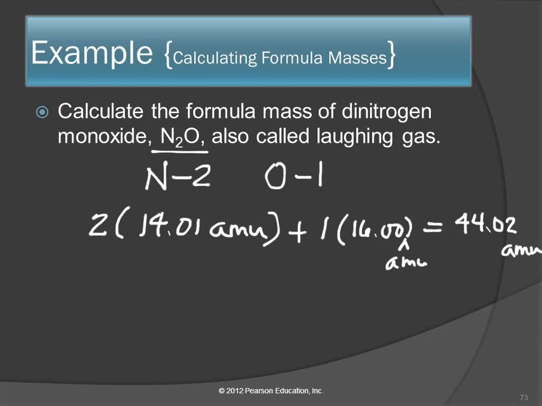And remember that an atomic mass unit is a crazy small amount of mass. It's on the order of 10 to the minus 30 grams. No, 10 to the minus 24 grams. Anyway, really, really small. Any questions about that?